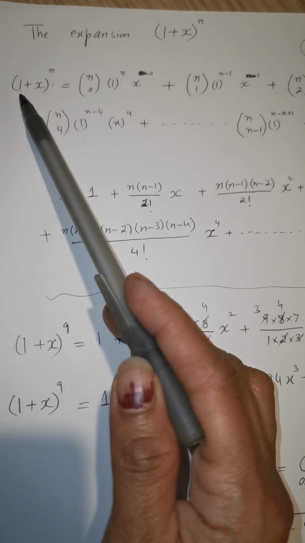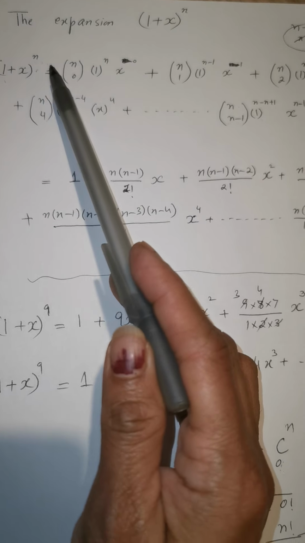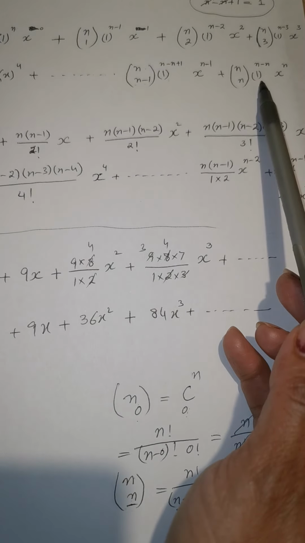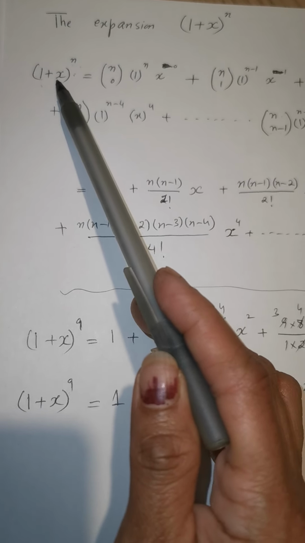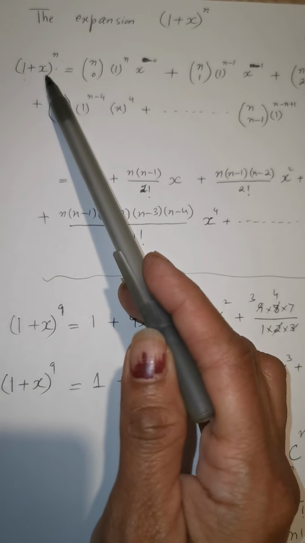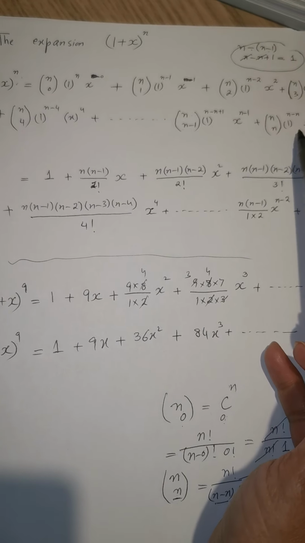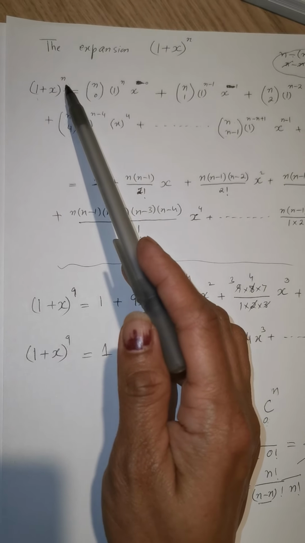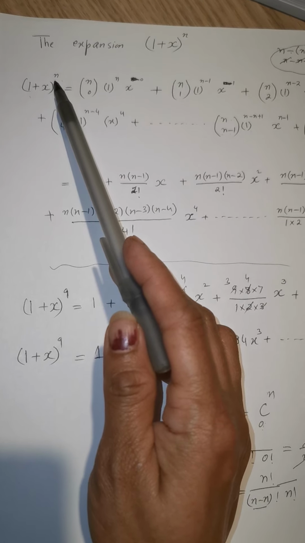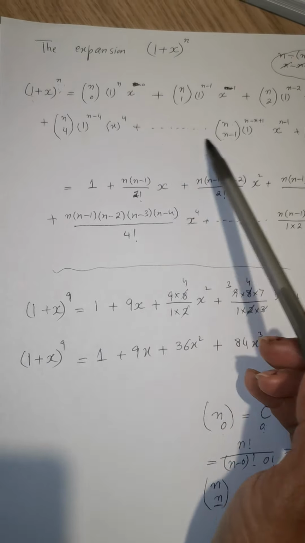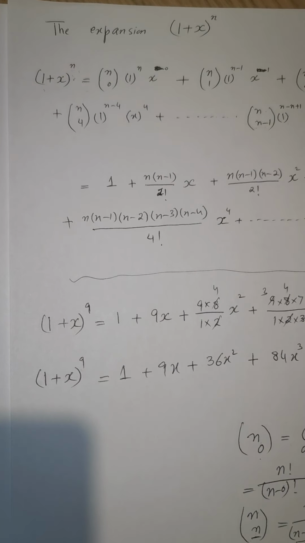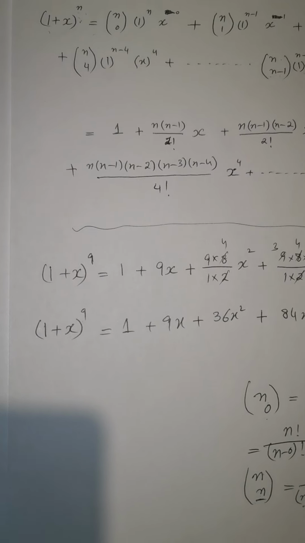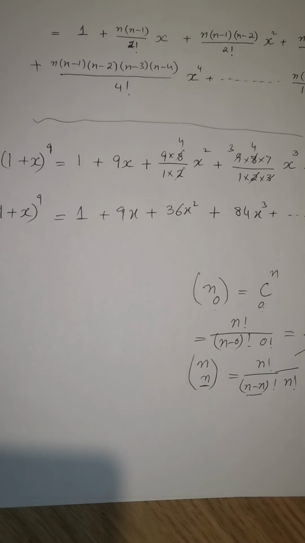So the first term's power starts from n and goes towards 0. And the second term's power starts from 0 and goes towards x power n, which is our main power or main number. So this is very interesting. If you can get it, then whatever number they give you in binomial expansion, you can easily solve these things.